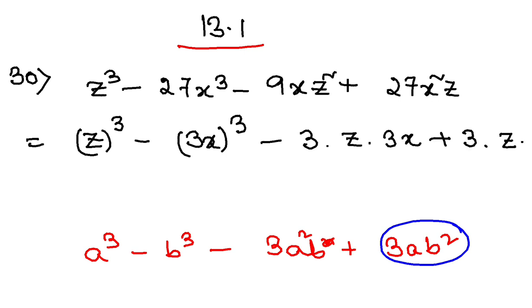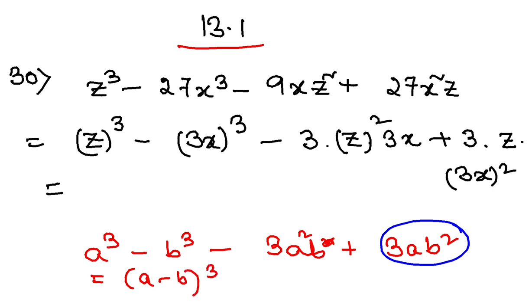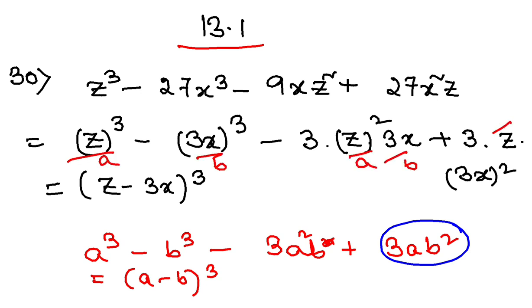Z. What is my b? 3x whole square. Here it will be z square. Okay, so now this is basically what? This is the formula for a minus b whole cube. So this will be a minus b whole cube, that is z minus 3x whole cube. Okay, I hope you are understanding. This is my a and this is my b. Okay, so that is question number 30.